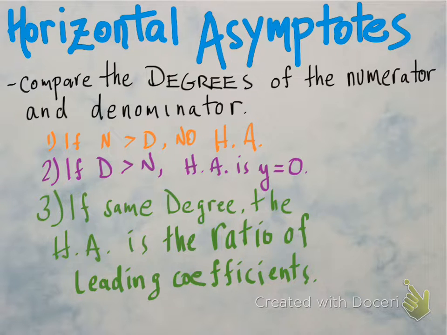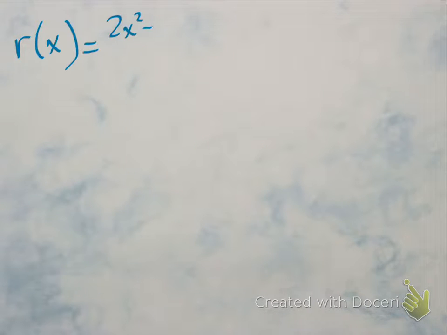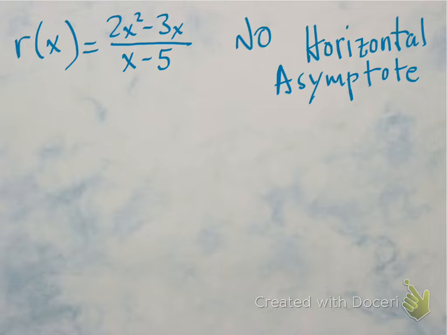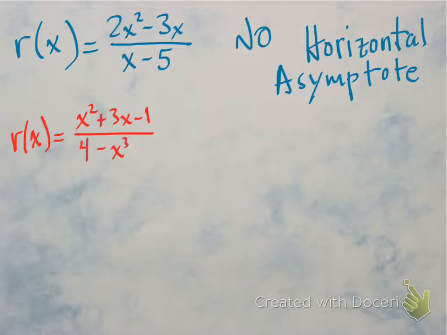Last little topic here is an example of these horizontal asymptotes. The first one has a numerator with a degree higher than the denominator. In that case, there is no horizontal asymptote. Here's another example. If you had a rational function where the numerator's degree was less than the denominator's degree, in that case, the horizontal asymptote is y equals 0. So there's a couple of examples there.